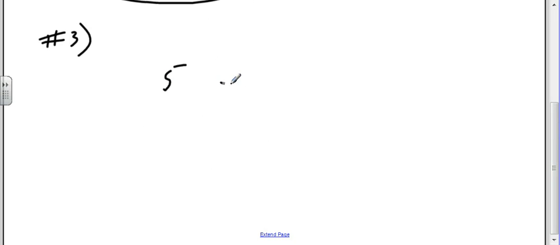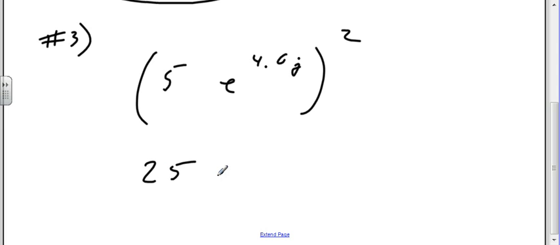5 e to the 4.6j squared. I said it'd be 5 squared, 25 e to the 4.6 times 2, 9.2j.